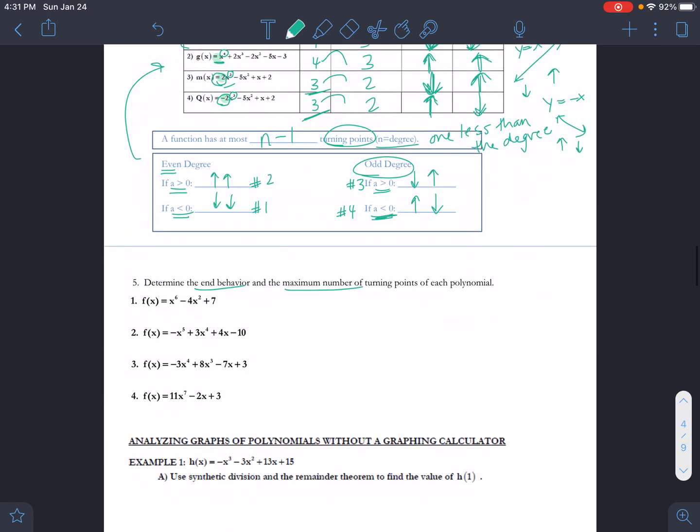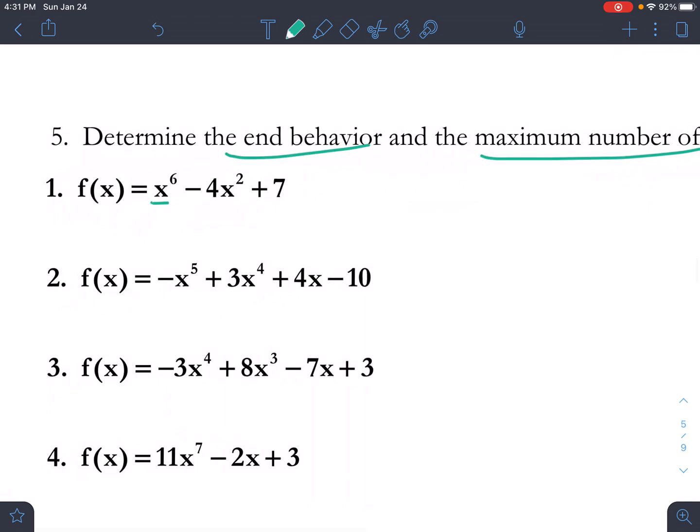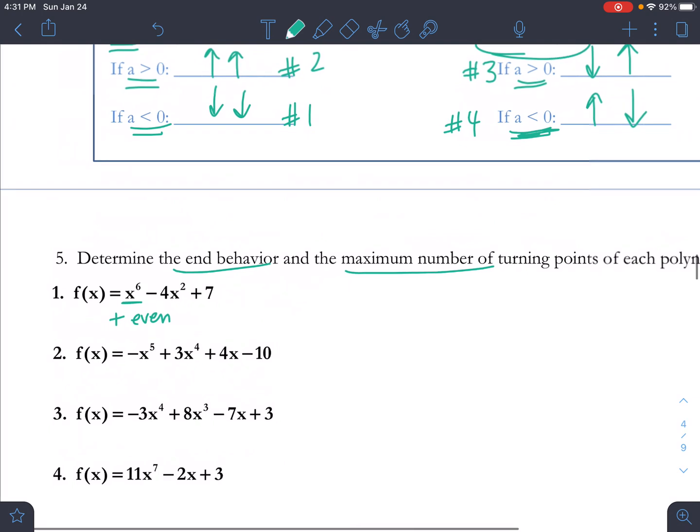Okay. All right. So first of all, we look at this guy. This is a positive even degree, right? That's the top degree. So positive even. The end behavior would be up, up. And the max amount of, I'm going to use TP for turning points, would be 6 minus 1, so 5. And that's all you need to answer for these.